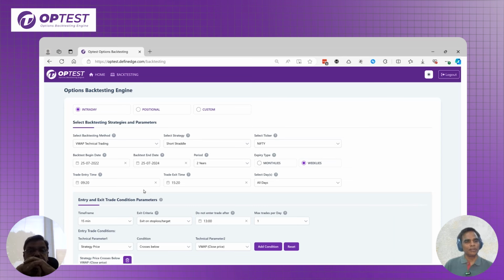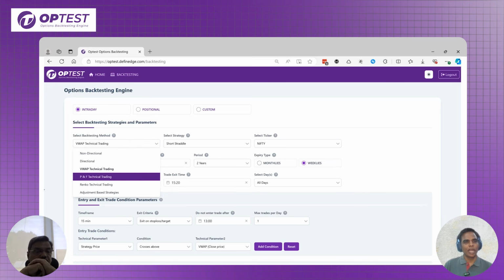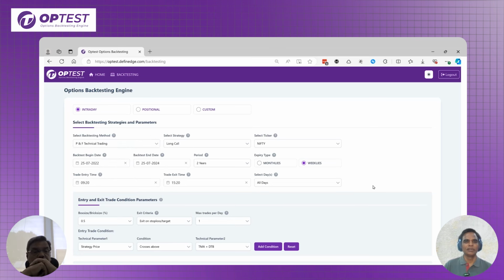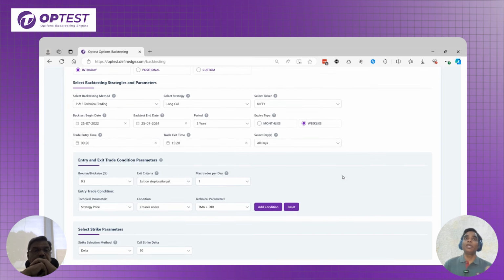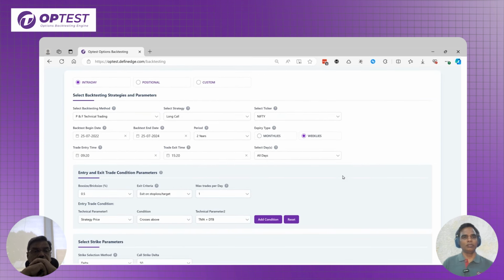So all right, so that is VWAP and PNF technical trading. This is a PNF charting method that I was talking to AP some time ago. So, should we talk about the PNF chart method? At least show. Yeah, this is something which is close to my heart. In fact, I have a video on trading strategies based on point and figure charts also.